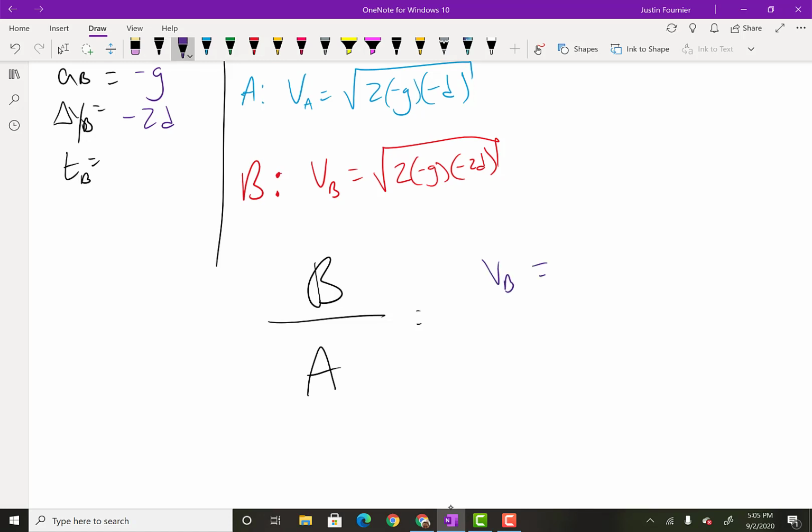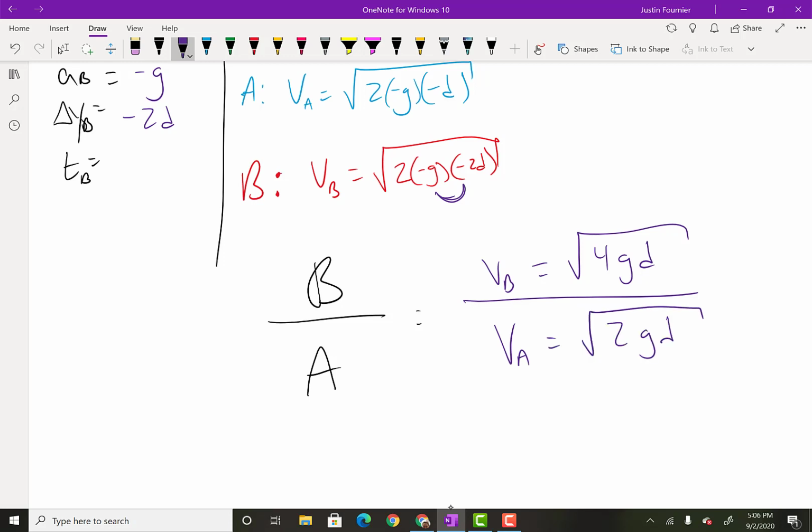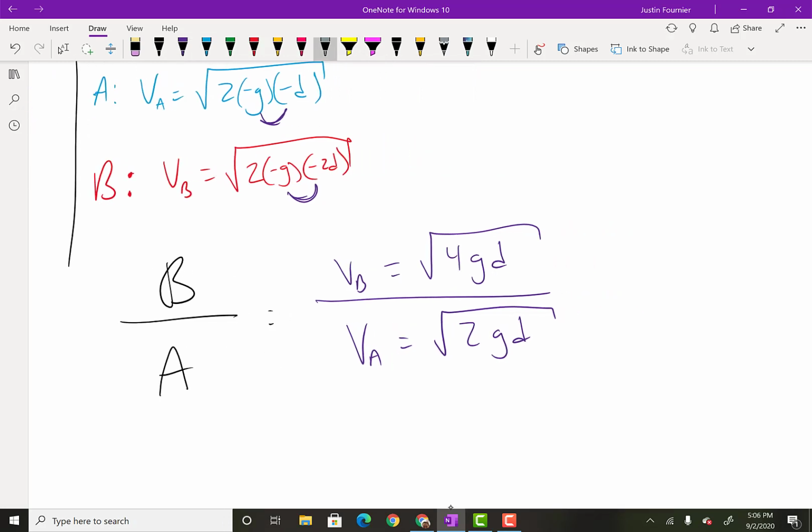VB equals the square root of 2, and these negatives are going to cancel out, so it's going to end up being 4GD, over situation A, VA equals the square root of 2GD. Again, the negatives cancel out here. And what's nice about doing these ratio things is that stuff cancels out. That G cancels, that D cancels, and this becomes a 2.